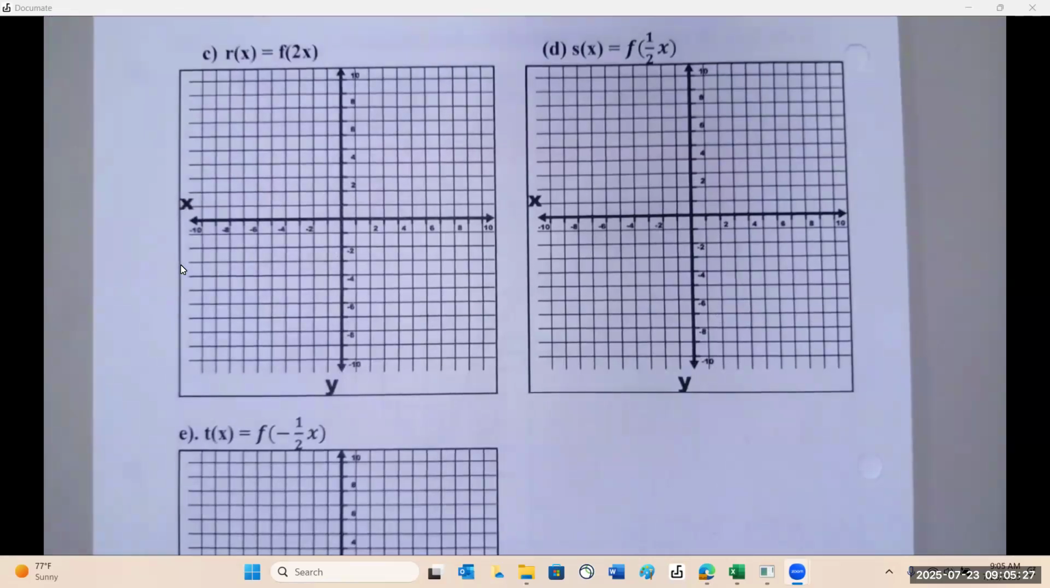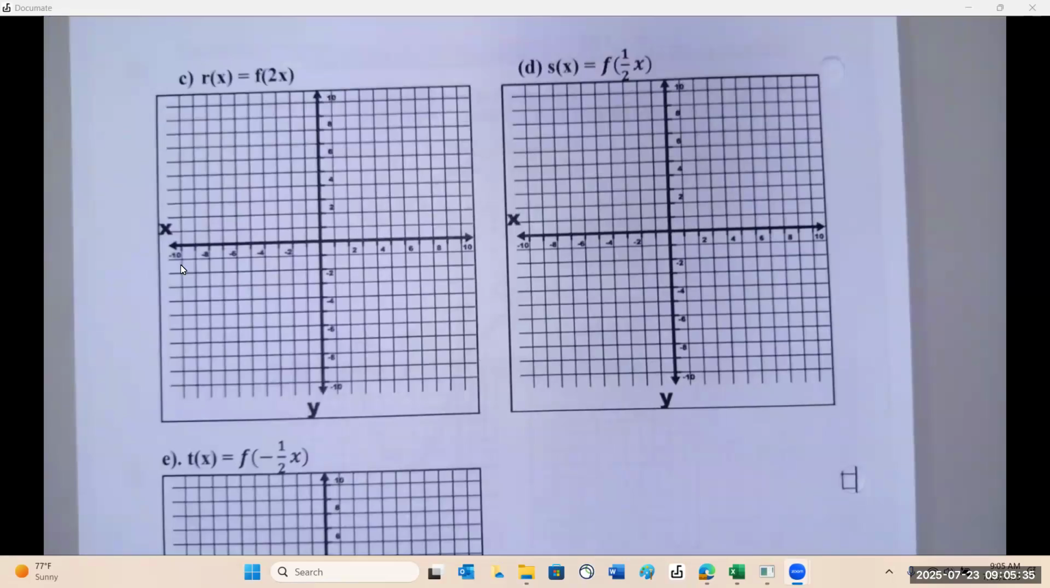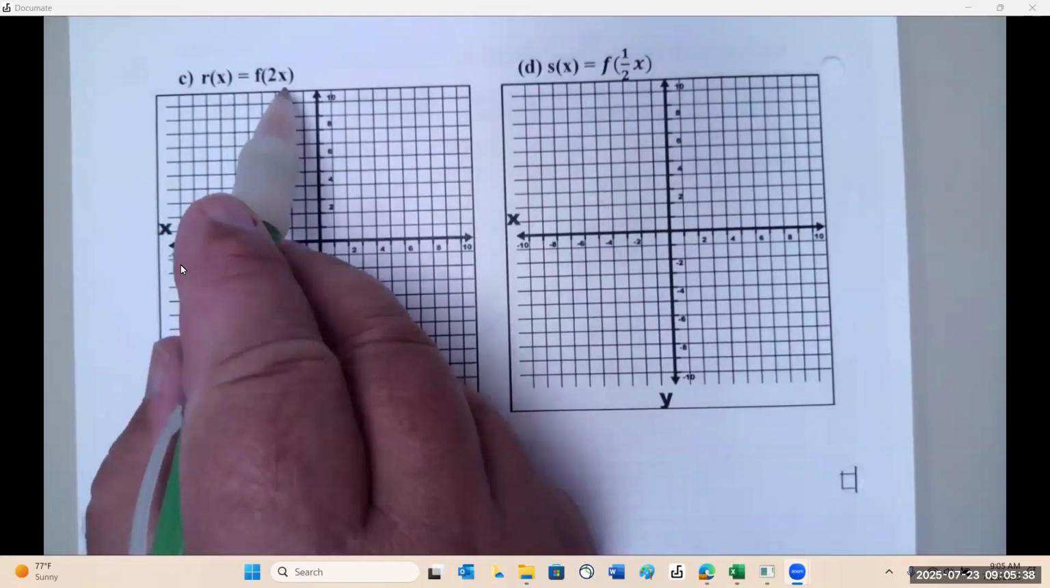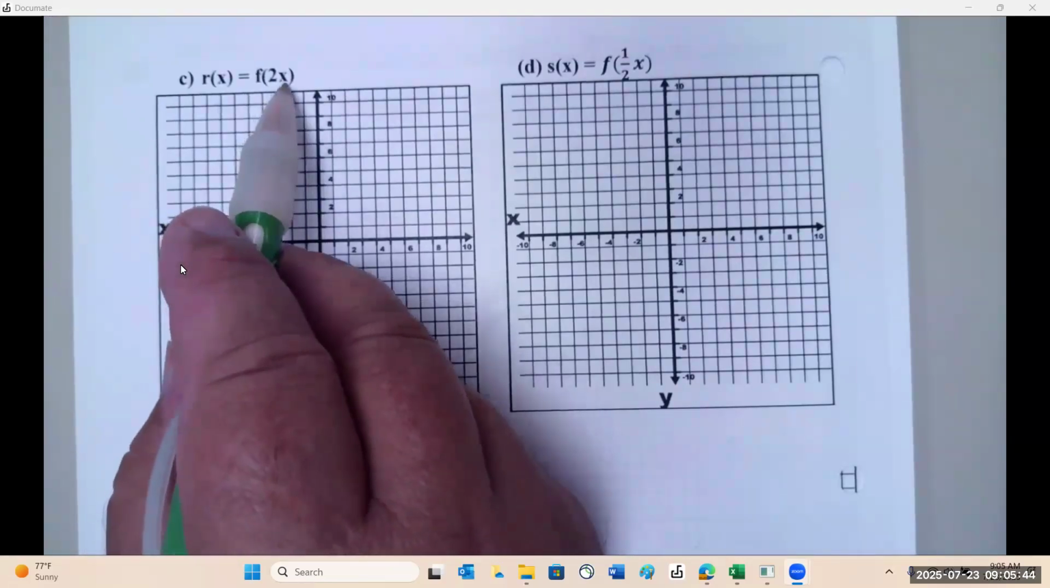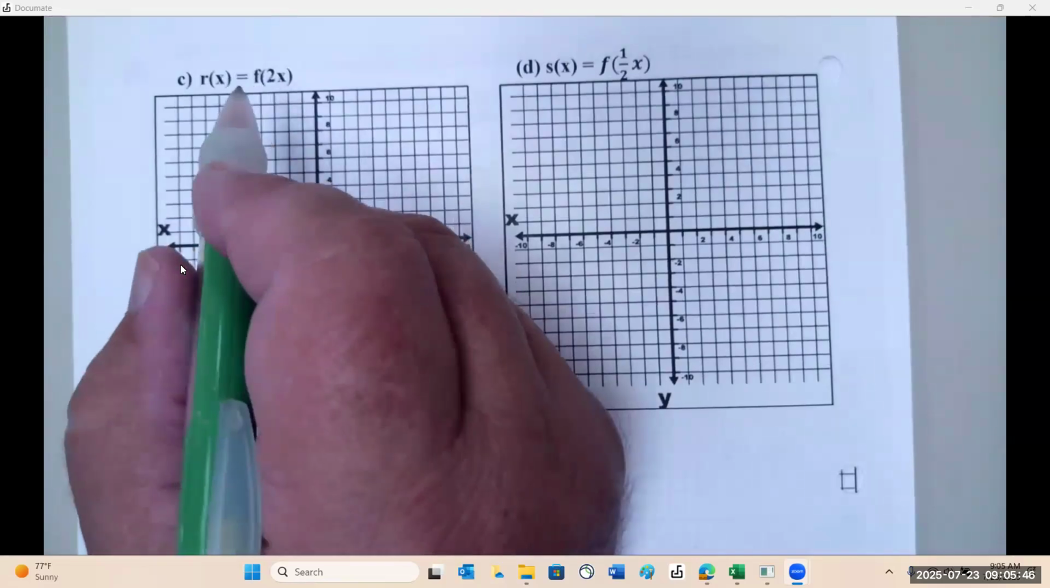Now comes the different part. It's on the inside, so is it horizontal or vertical? It's horizontal. So since it's on the inside, remember, it's opposite.